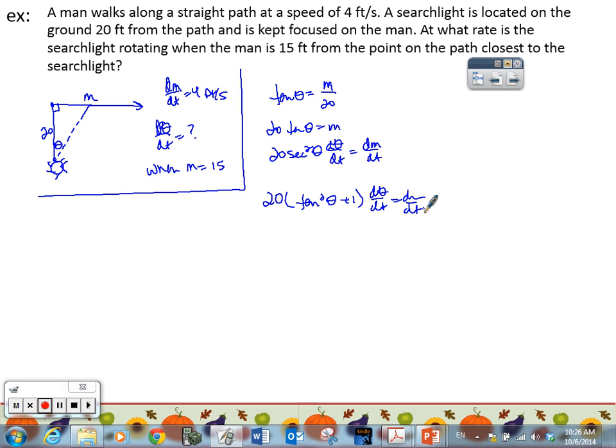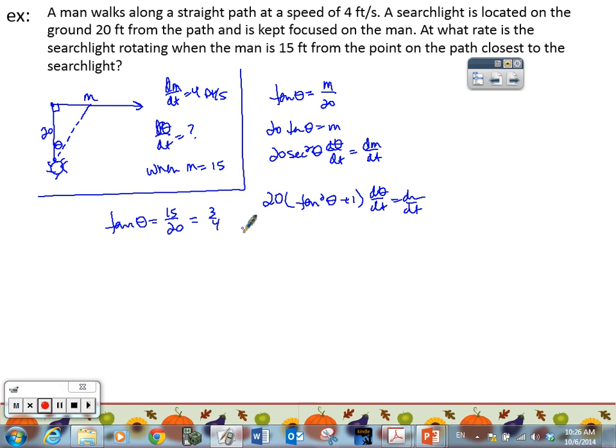Okay, so let's go over here and find our angle measure. So we have tangent of theta equals, now we know this m is changing, but we are interested in this point in time when m is 15. So tangent is opposite over adjacent. So that is 3/4.